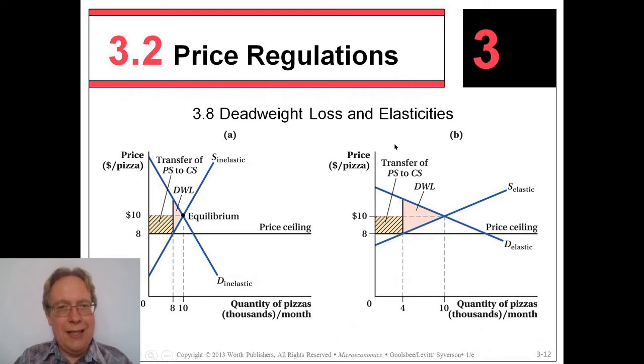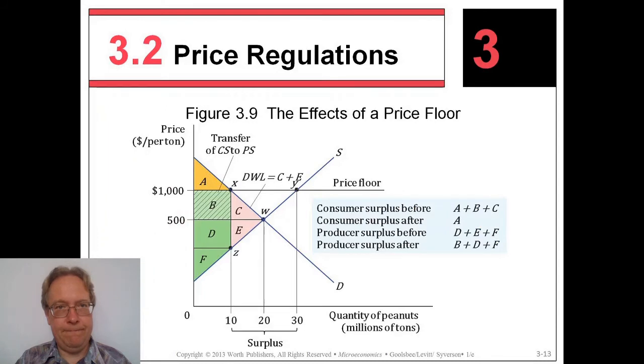Okay, back to the elasticities. Of course, your deadweight loss will also be affected by how steep your curves are. So here we have a pretty inelastic curve on the supply side, a pretty inelastic curve on the demand side, which means that the deadweight loss is pretty low. But here, as the curves become flatter, this area is going to be bigger, hence the deadweight loss is going to be bigger.